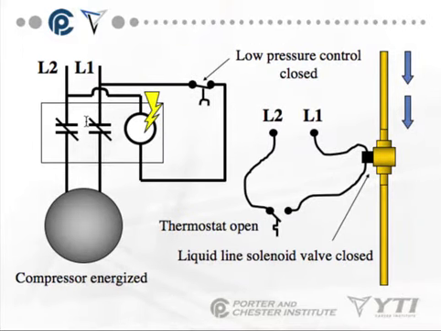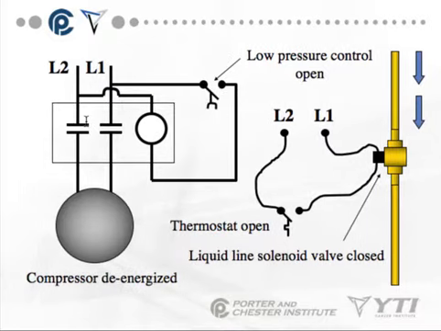The thermostat opens, closes the liquid line solenoid. The compressor is still energized until the low pressure control opens, and then everything is shut down until the thermostat next closes and releases the refrigerant back.